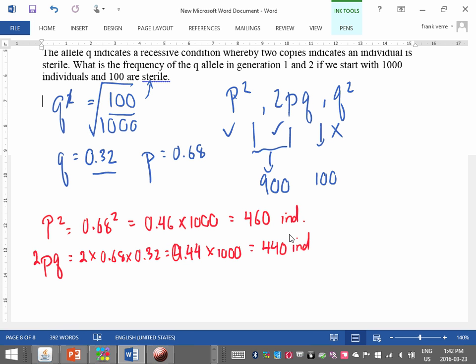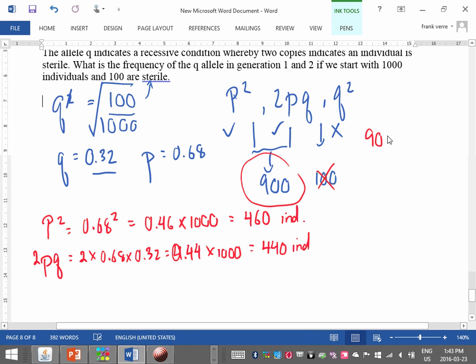We know that these guys cannot contribute alleles. So the only ones who can contribute to the next generation are these individuals. 900 individuals would have how many alleles between them? How many alleles would 900 individuals hold?